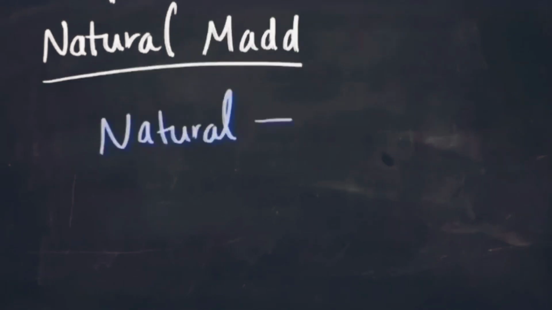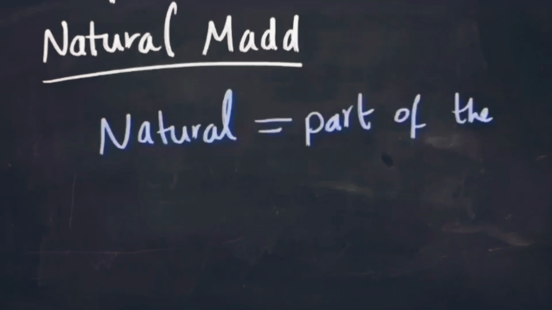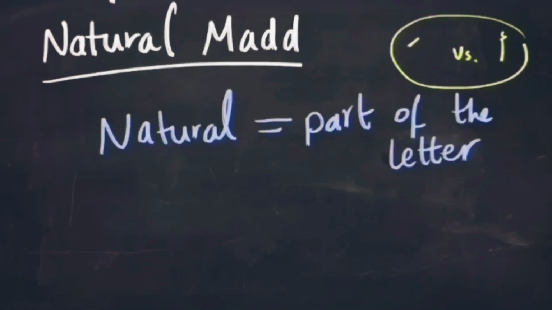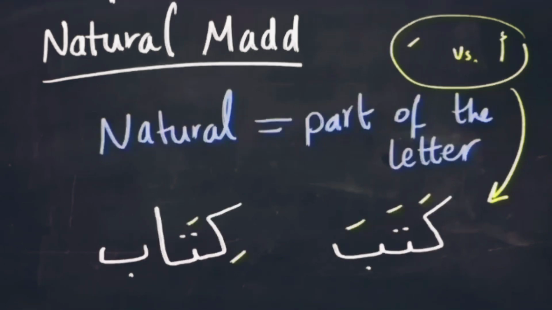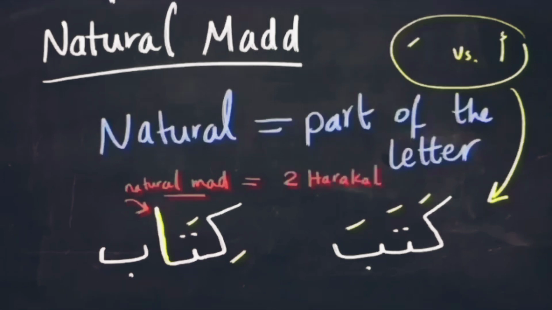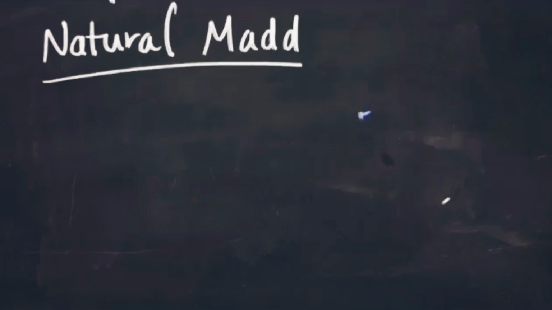Let's start with natural med. It is called natural because lengthening the letter is part of the characteristic of the letter itself. It is what makes alif different from fatha. So we say kataba and kitab. Now here, in the second word, there is the natural med because there is an alif in the word. So it is part of the letter alif that it has a natural med.